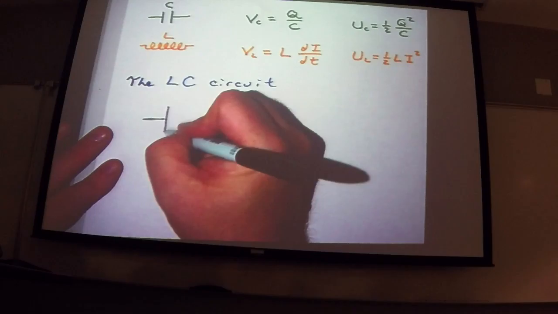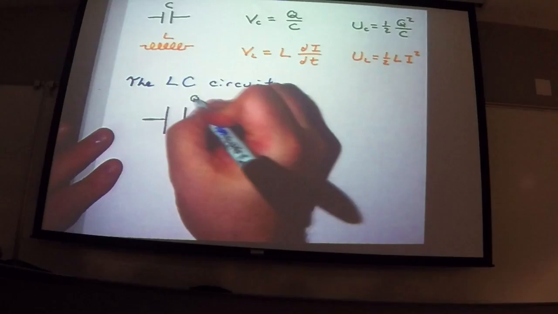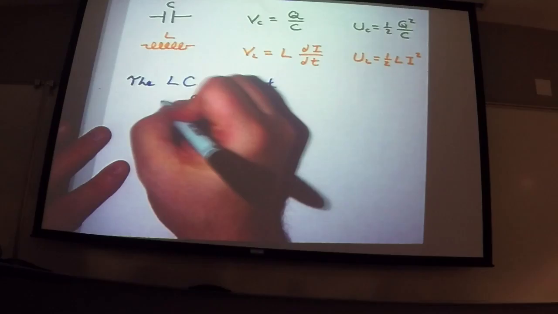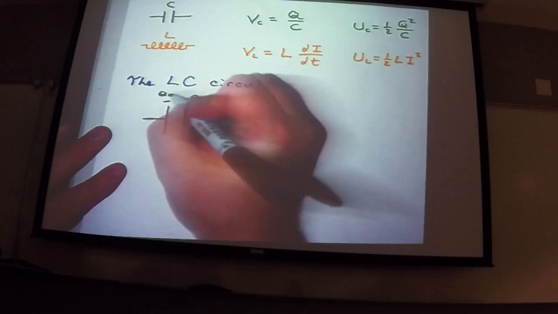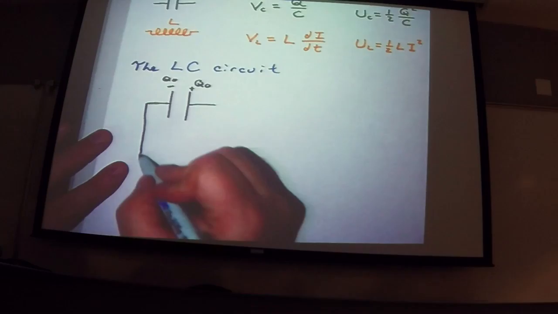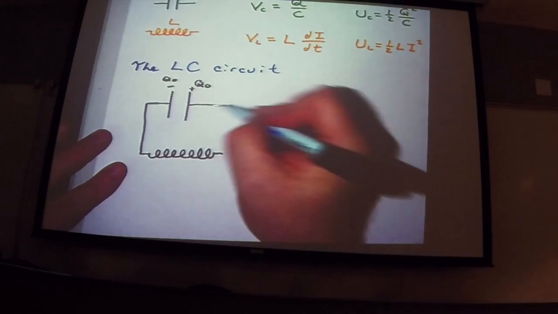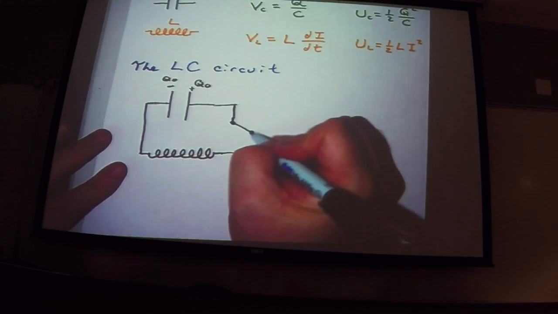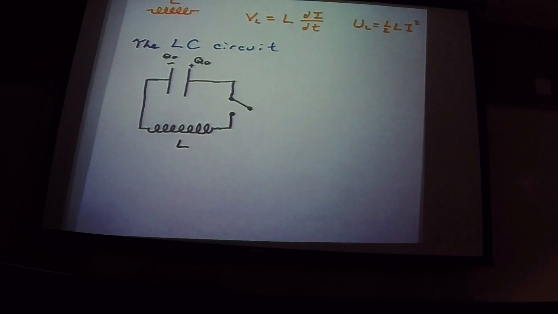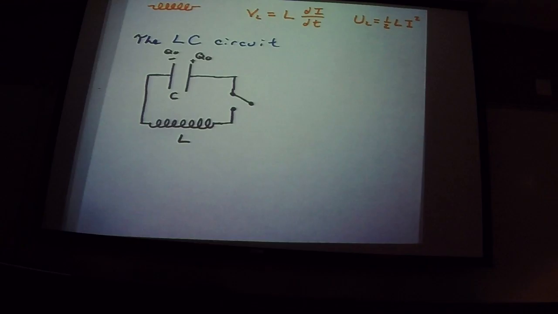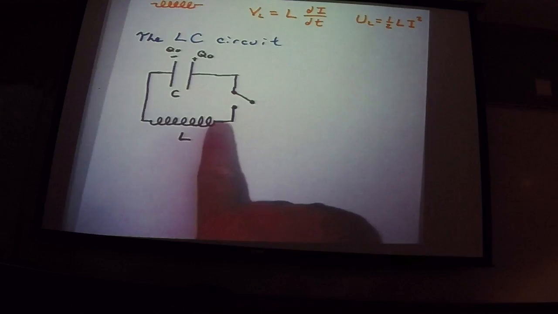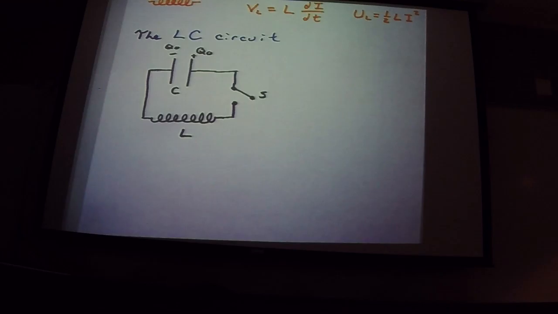Now for this circuit, we want to start out with a charged capacitor, one that has some charge Q0 on it. I'm going to make this plate positive, and this plate would have negative Q0. So if I looked at the two plates, positive Q0, negative Q0. I have my inductor here, and then I have a switch. So there's my capacitor, starting out with some Q0 on it. When I close the switch at t equals 0, look what happens.